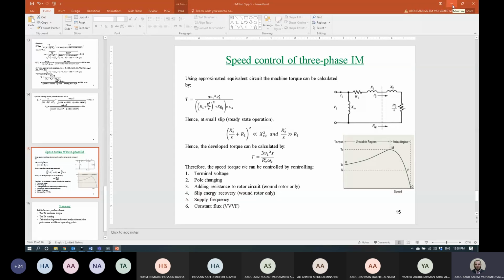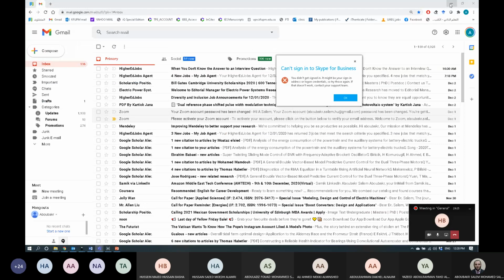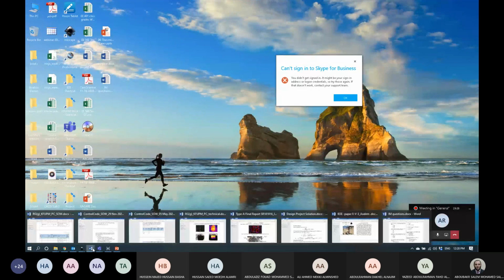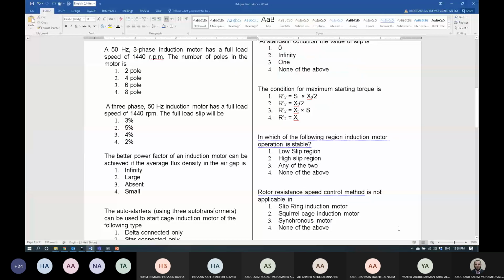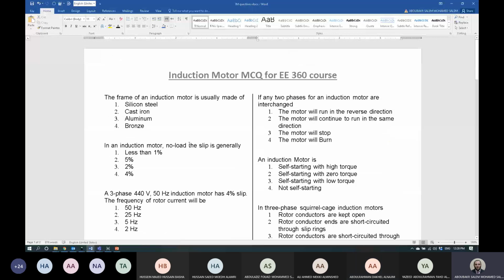I prepared some MCQs. Can you see the screen now? Yes. I prepared some questions for you to solve together here. I found that it's a good way to make an open discussion and see the weak points. So let's start solving it together.